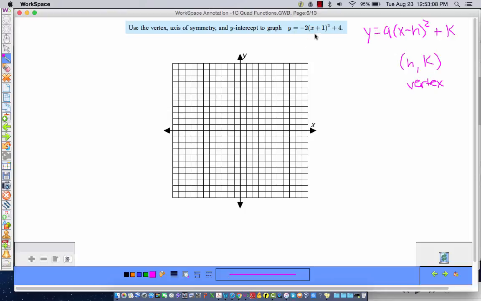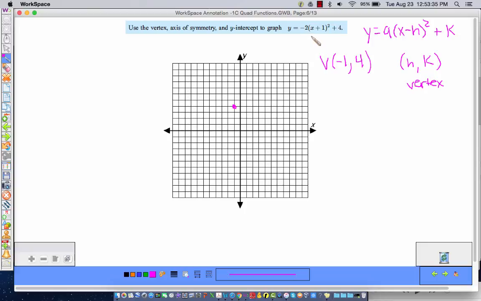So my vertex, notice that this is a minus, so since this is a plus, my h is -1, and my k is 4, so the vertex is at (-1, 4). So -1, 1, 2, 3, 4. It is a negative coefficient here, so I know I'm going to open downwards. And all I really need now is a y-intercept. I don't even need the x-intercepts.